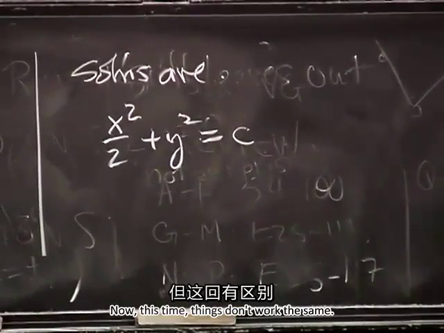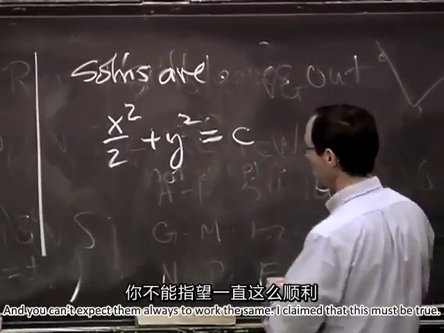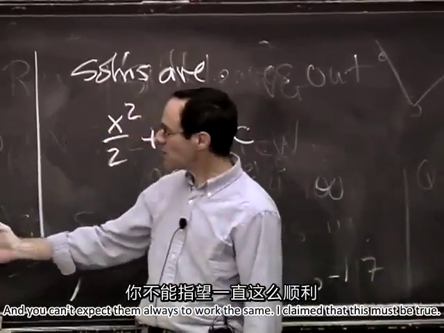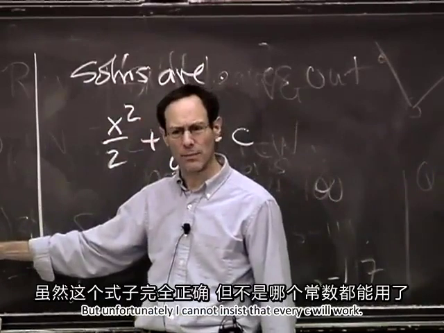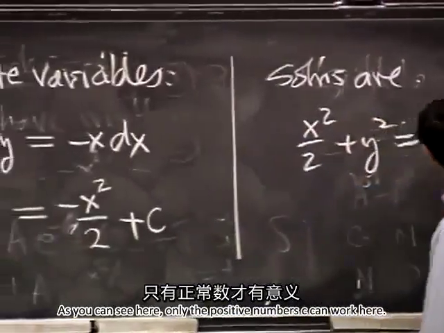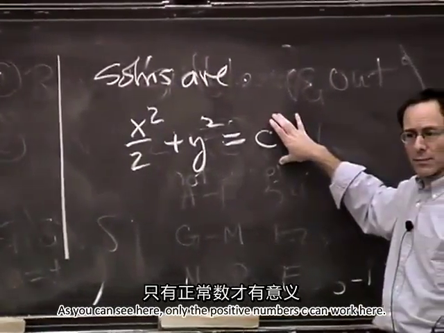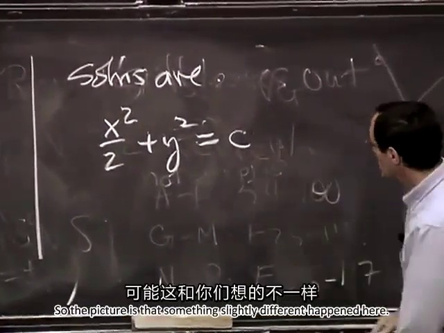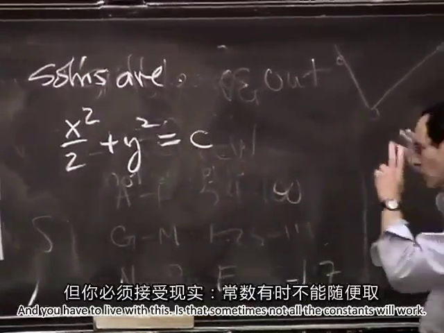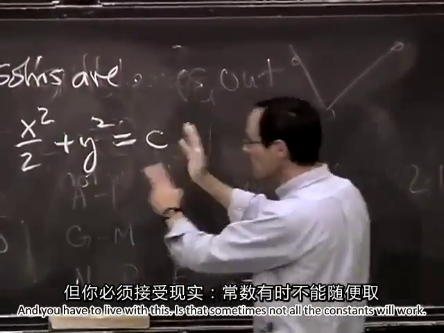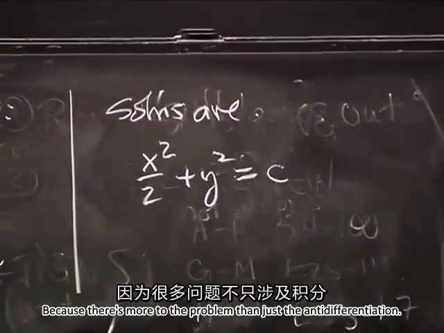Now, this time, things don't work the same, and you can't expect them always to work the same. I claimed that this must be true, but unfortunately, I cannot insist that every c will work. As you can see here, only the positive number c can work here. So the picture is that something slightly different happened here, and you have to live with this: sometimes not all the constants will work because there's more to the problem than just the anti-differentiation.